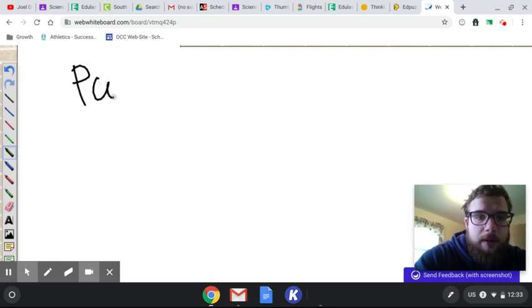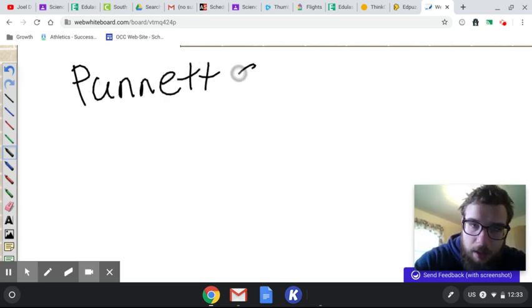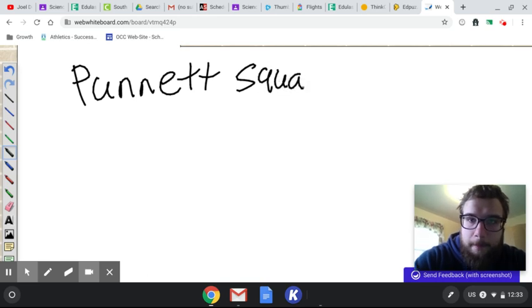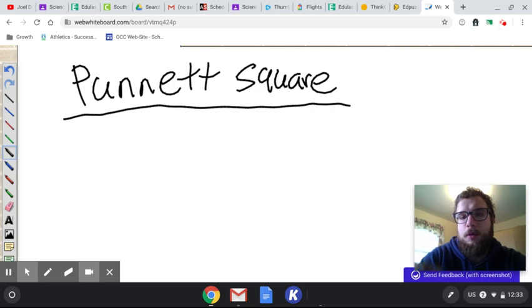So a Punnett square, look at that. T square. Okay, so a Punnett square is basically a tool that we can use that'll make predicting what you're going to look like, or what your genotype is going to be, much easier.